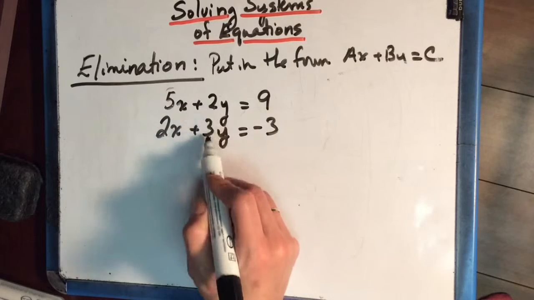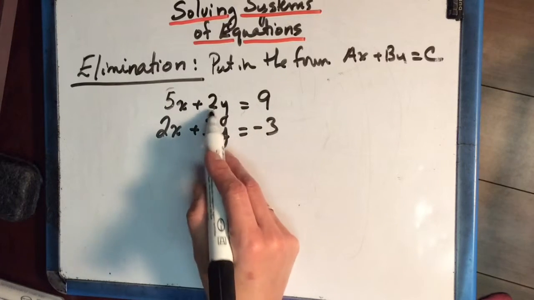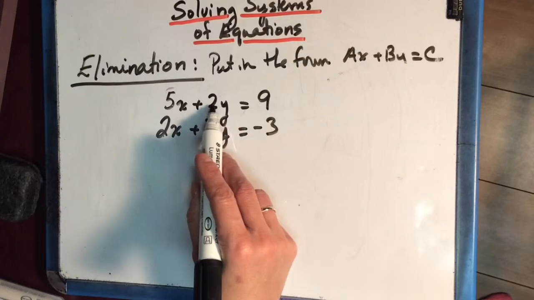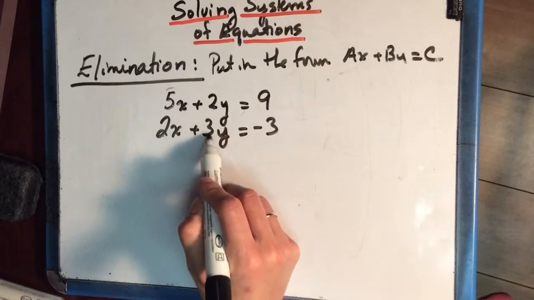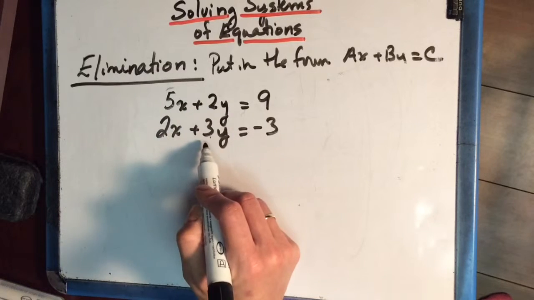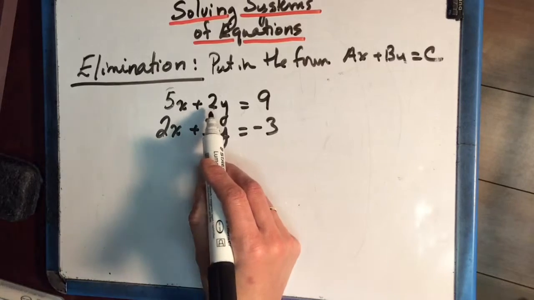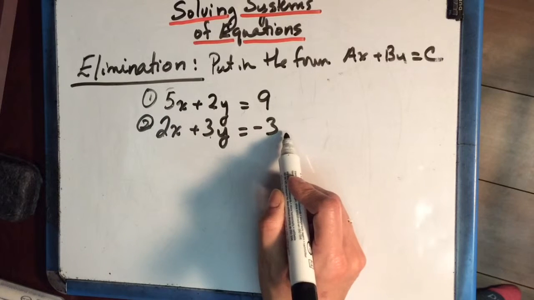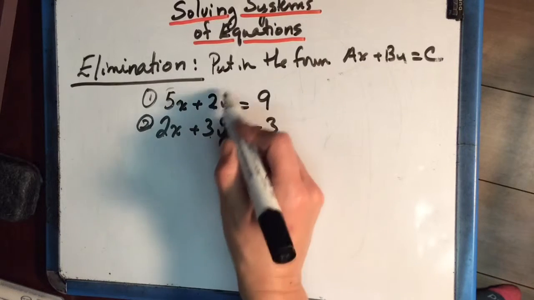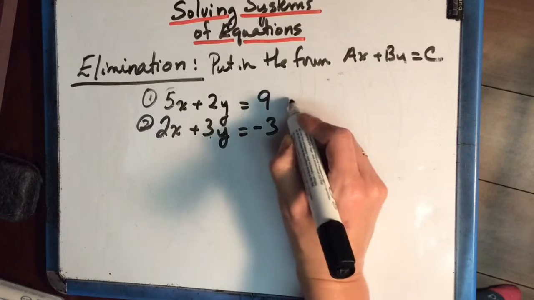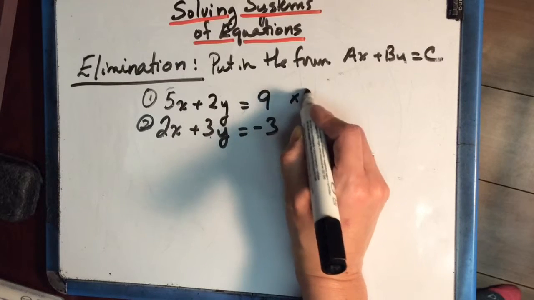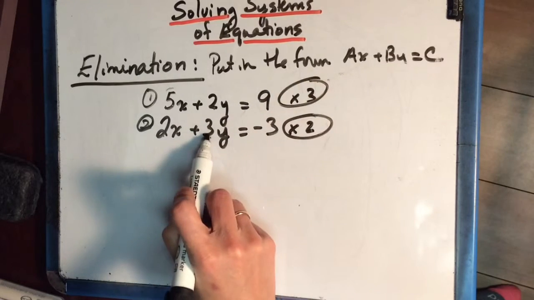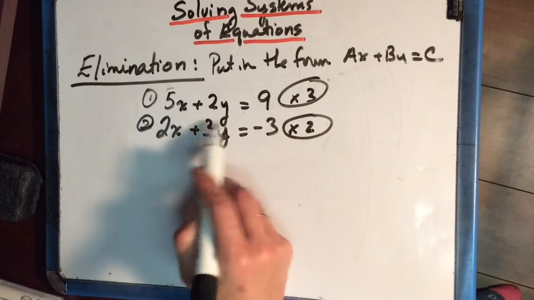So what you want to do is you want to find a common denominator, the lowest common denominator, and choose which one you want to eliminate. Let's eliminate y. If I want to eliminate y, what number do I need to multiply the top equation by, and what number do I need to multiply this equation by in order to be able to eliminate the y's? If I multiply this by 3, and this one by 2, I will get 6y here and 6y here, and therefore I can eliminate them.